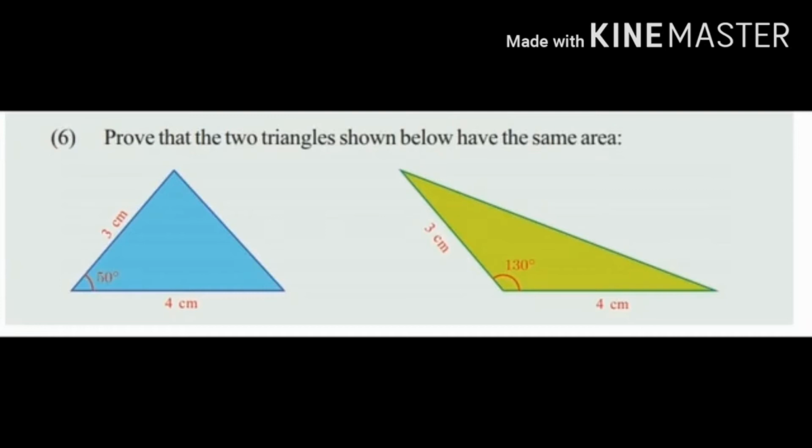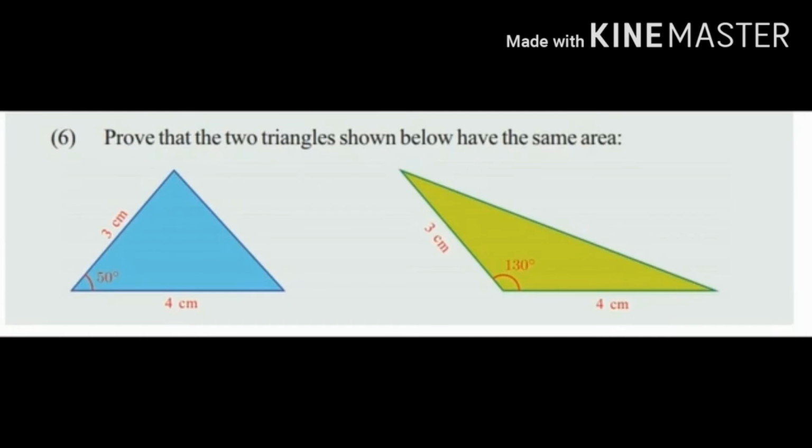Here you have two triangles. For the first triangle, base is 4 centimeter and the second side is 3 centimeter. Angle between them is 50 degree. Now for the second triangle also, base is the same 4 centimeter and the next side also 3 centimeter. But angle between them is 130 degree. You have to prove these two triangles will have the same area.